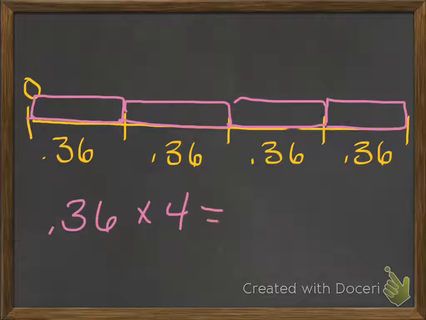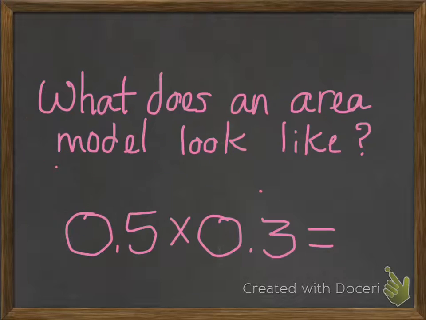Remember, multiplication is just repeated addition. It's just adding the same number over and over, but multiplication is a little bit quicker instead of adding it all up. But this is just one way that you can show a model of how you multiply something. Now, let's look at what an area model looks like with a different number. So I have 0.5 times 0.3, which is the same as 5/10 times 3/10.